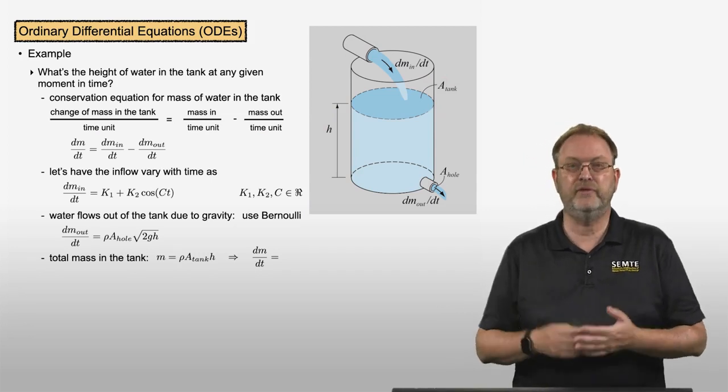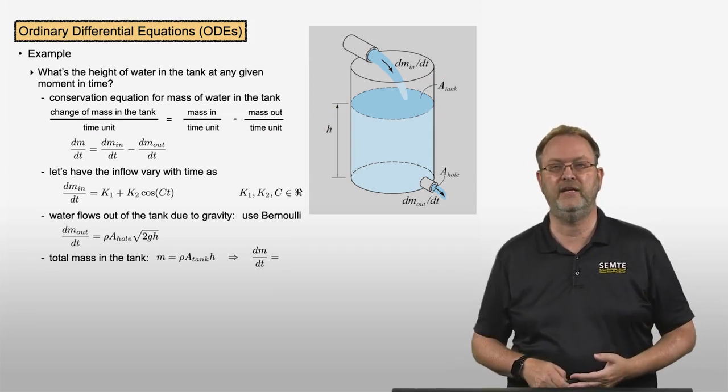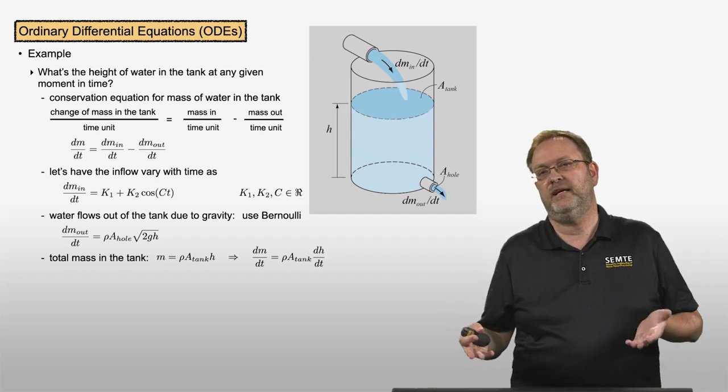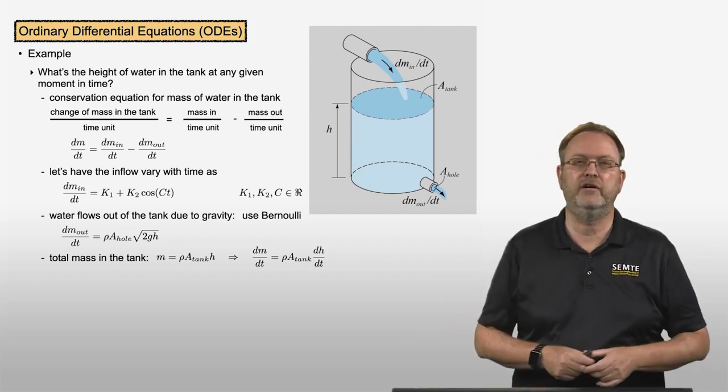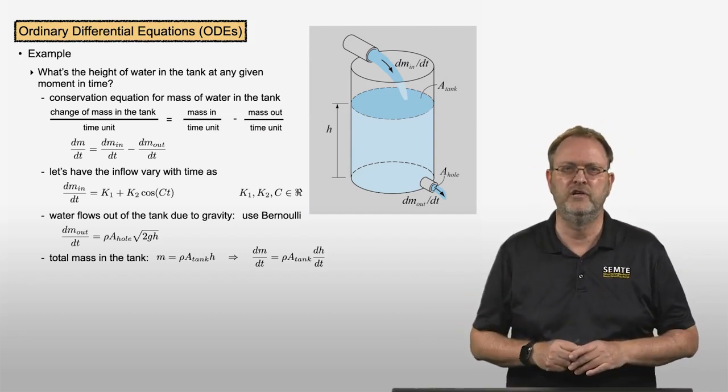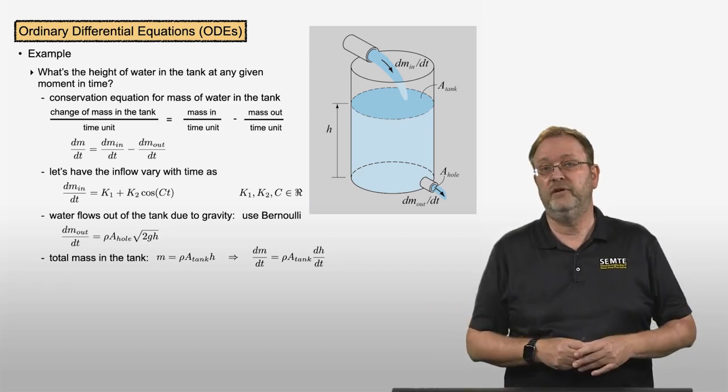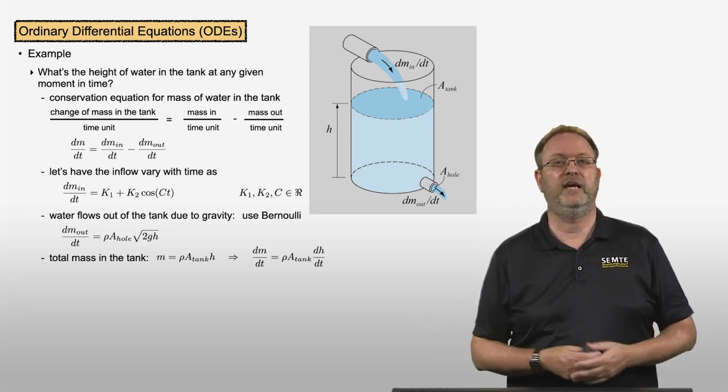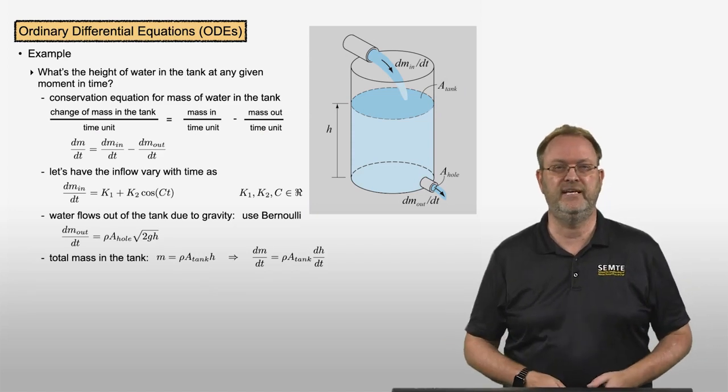Which then means that the change of mass in the tank, dm/dt, I just have to take the time derivative of rho A_tank times h. And since neither the density of water nor the cross-sectional area of the tank hopefully change, I can pull them out of the derivative, so I have rho times the cross-sectional area of the tank times dh/dt.